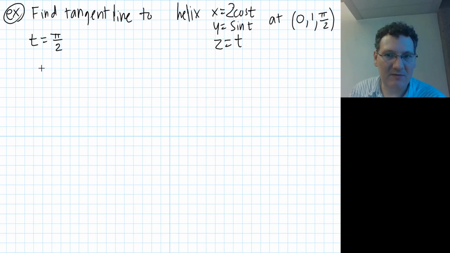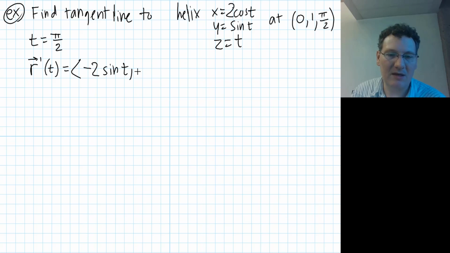Let's find the derivatives. r prime of t is equal to the derivative of 2 cosine t, which is going to be negative 2 sine of t. Remember how to take derivatives of cosines. You get a negative sign. And then the derivative of sine of t is cosine t.